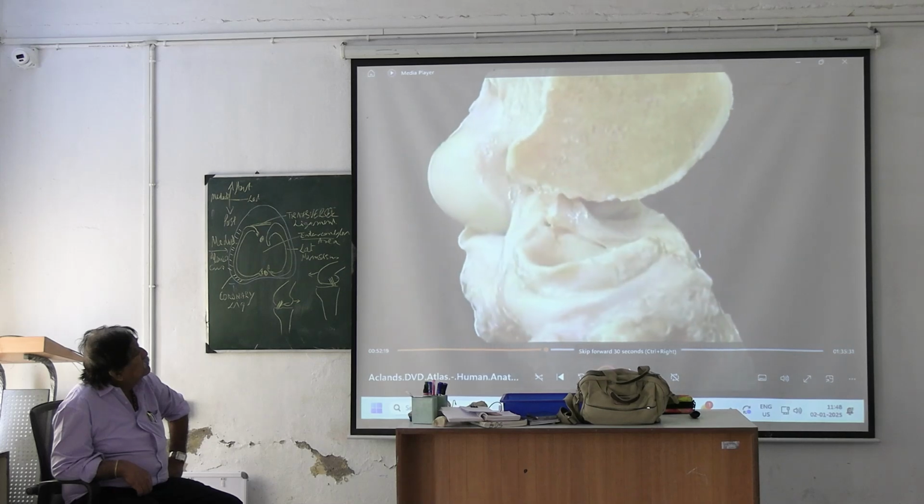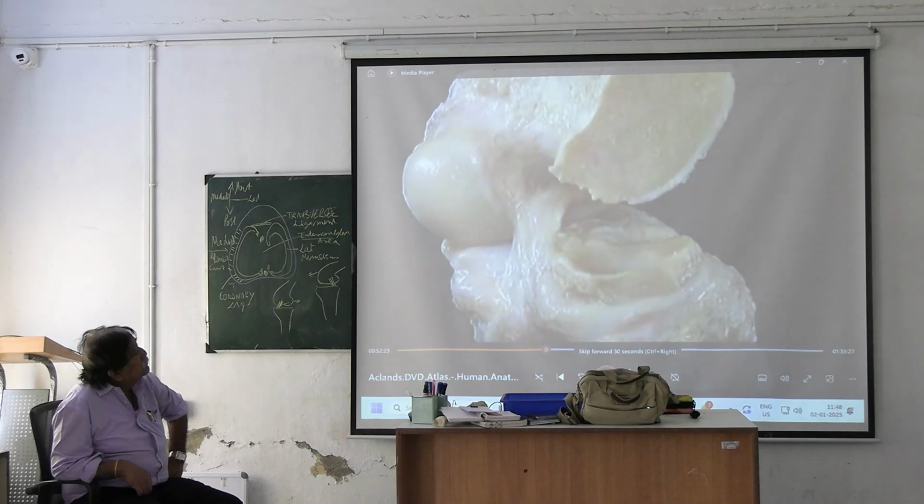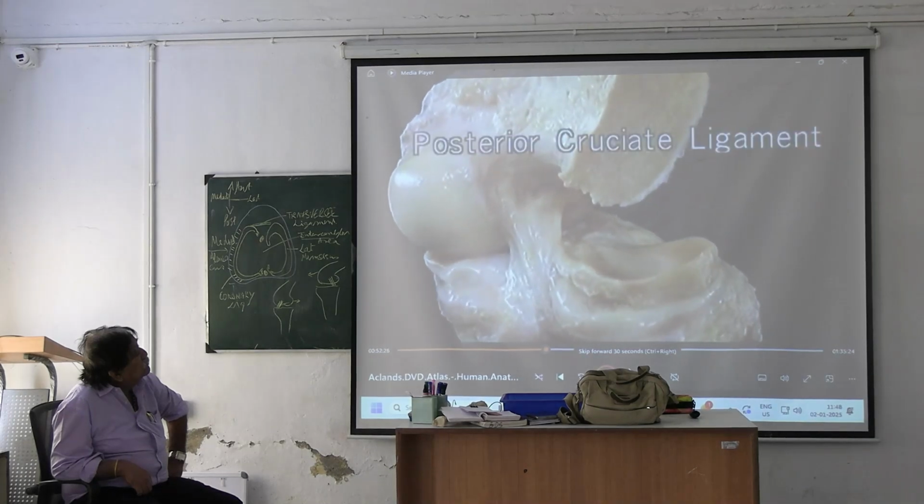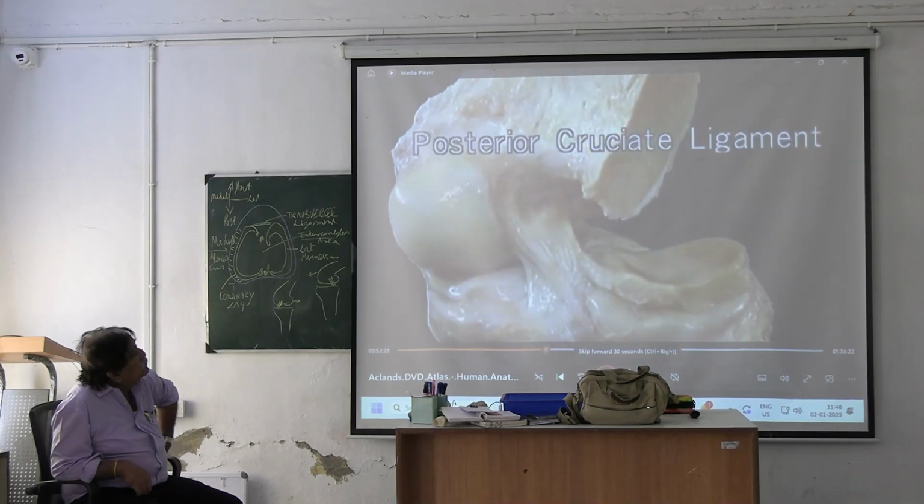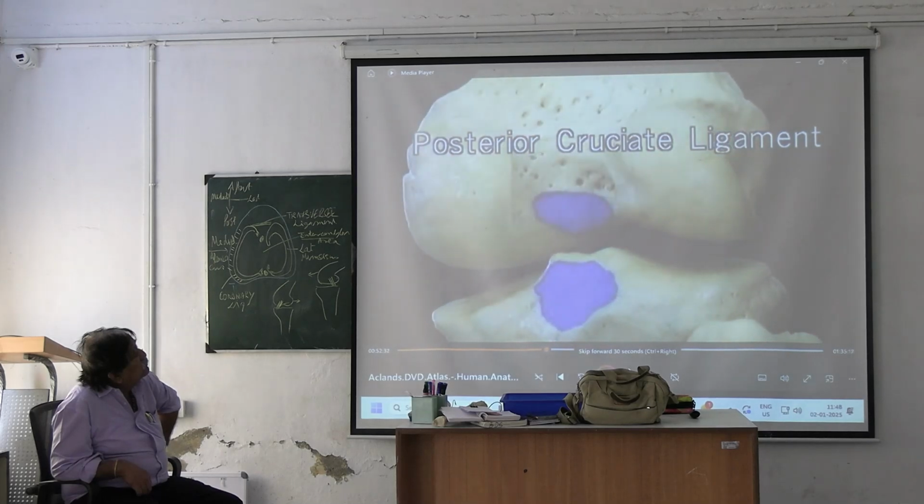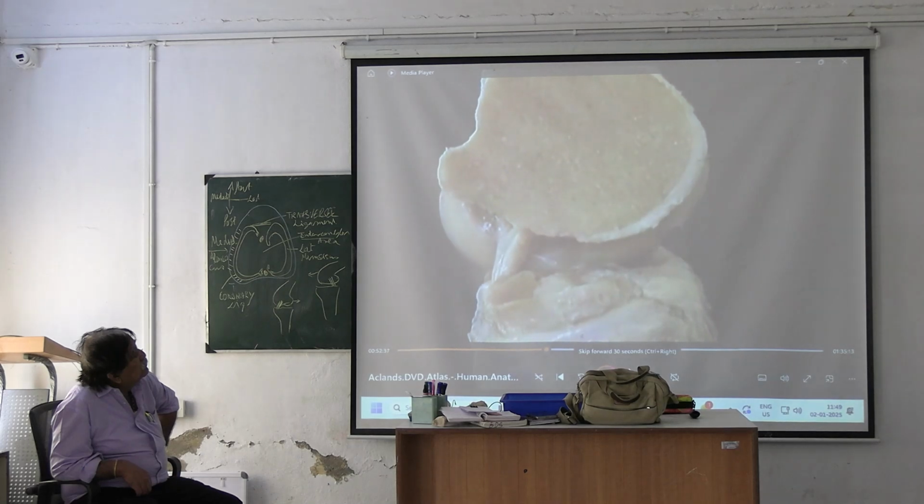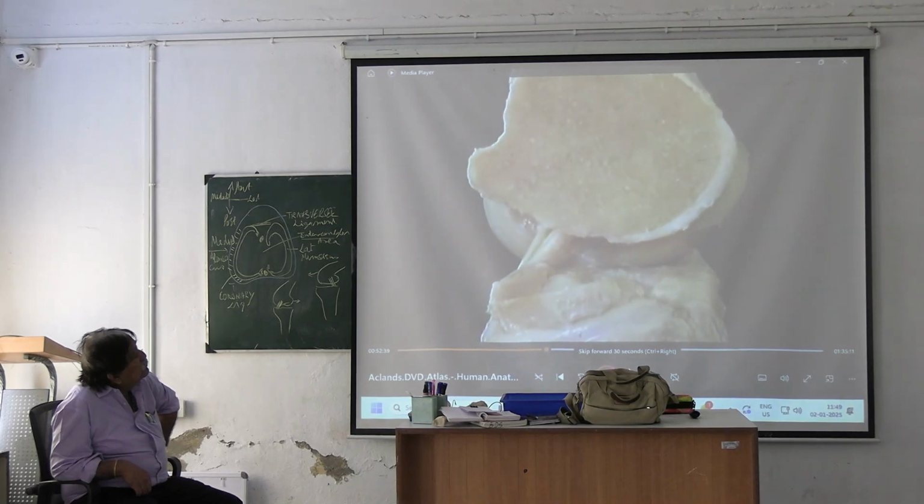Now we look at the posterior cruciate ligament. We'll remove the anterior cruciate ligament to see it better. The posterior cruciate ligament goes from here on the femur to here on the back of the tibia. The posterior cruciate ligament stops the femur from moving forward on the tibia.